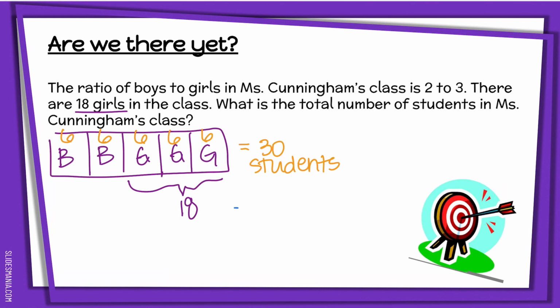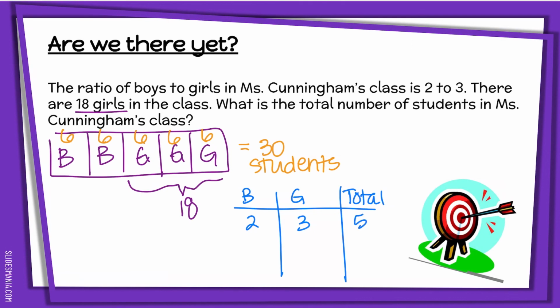We can represent this with a table. So we still have our boys to girls, notice which is a part-to-part ratio. So we're comparing part of the whole to another part of the whole. So it is 2 to 3. But that gives us a total of 5. For every 2 out of 5 students, they're boys, and for every 3 out of 5 students, they're girls. We were given again that it was 18 girls. And we want to know total now. So we want to know this.